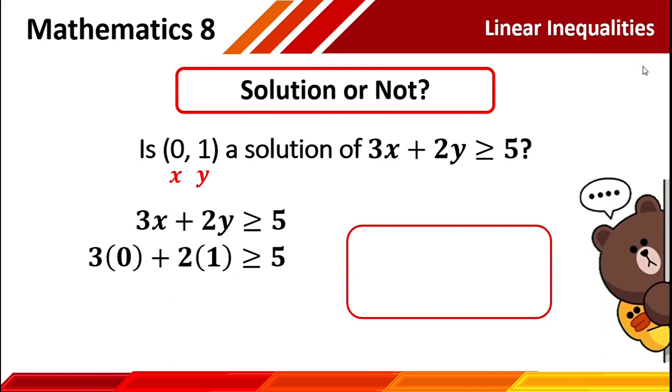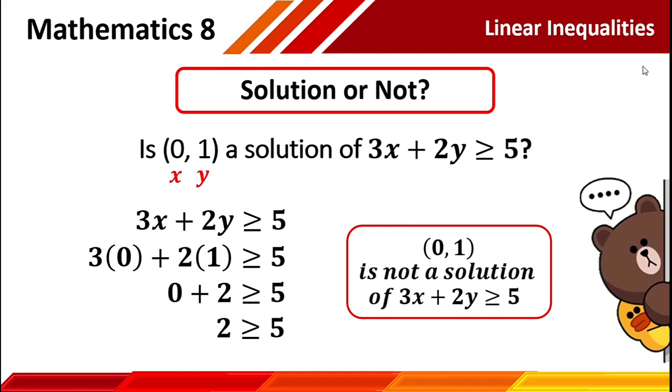So we have 3 times 0 plus 2 times 1 is greater than or equal to 5. We know that 3 times 0 is 0, and 2 times 1 is 2. When we simplify, we have 0 plus 2, which is 2, is greater than or equal to 5. We know that 2 is less than 5. That is not greater than or equal to 5. Therefore, (0, 1) is not a solution of 3x + 2y is greater than or equal to 5.